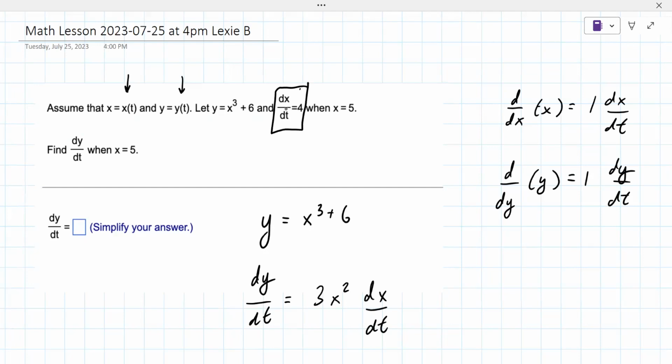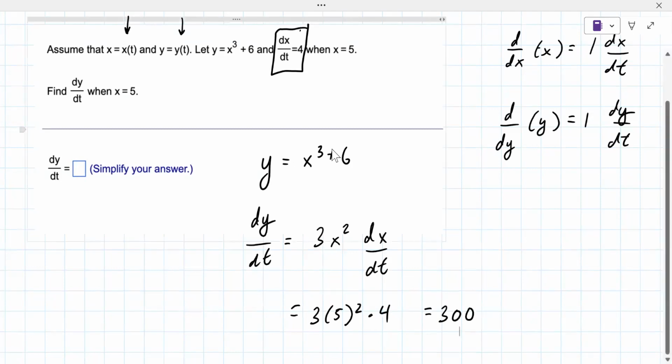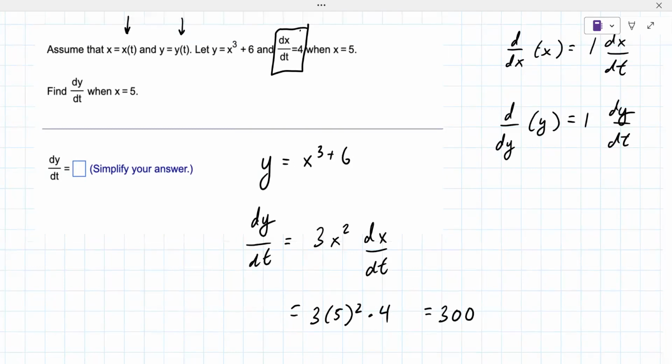All right. So now you're putting x equals 5 in. So it's 3 times 5 squared times 4. 5 squared is 25. 3 times 5 is 75 times 4 is 300. So maybe double check that just in case, I do make mistakes, not just in math. We all make mistakes, right? Yeah, it's 300.